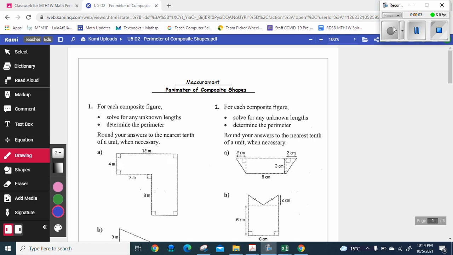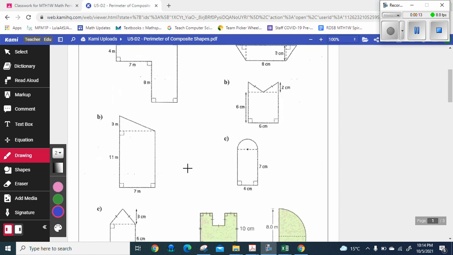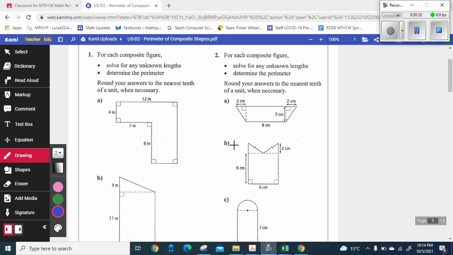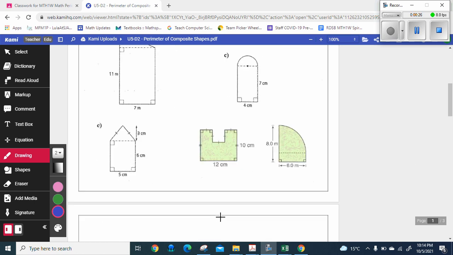Today, let's look at the perimeter of composite shapes. Sometimes it can be a little bit more tricky than some of the previous questions I've given you. So your handout looks like this. I'm going to work through this question here, and a similar one. Notice how composite shapes are put together, rectangles and triangles and circles in one way or another.